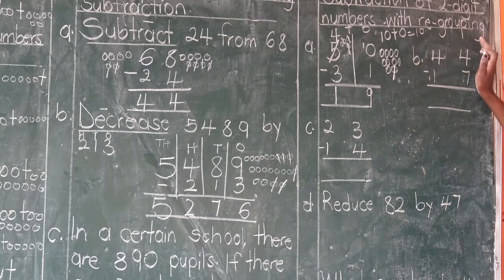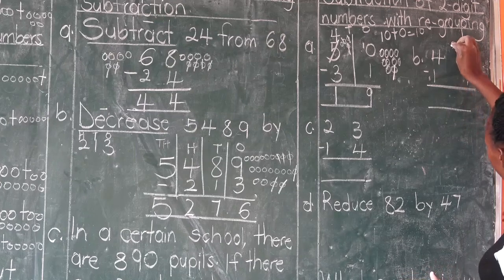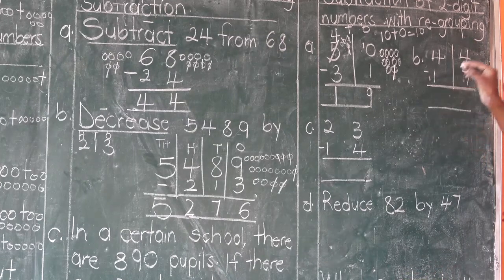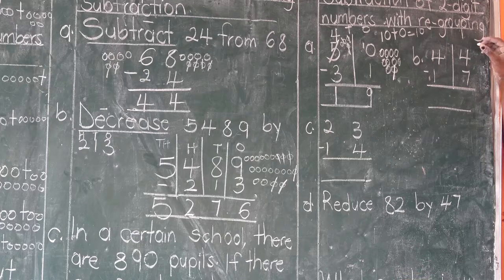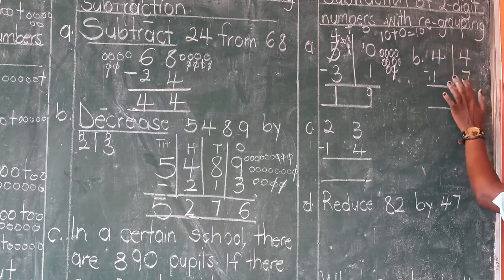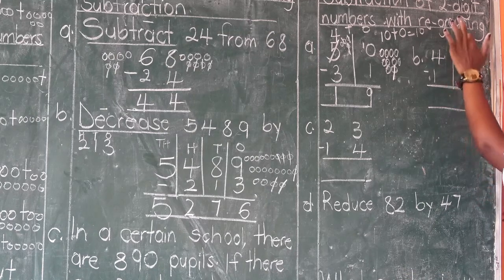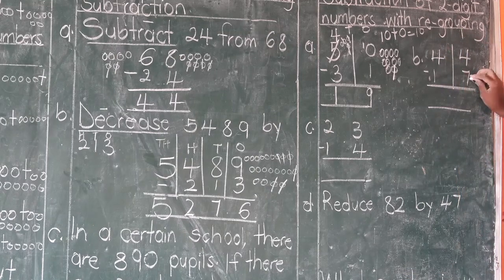Let's also look at this one. We have 44 take away 17. Our line first in the middle. Then under ones we have 4 take away 7. Remember, 4 is smaller than 7, and 7 is bigger than 4. Meaning that 4 take away 7, let's say that it is impossible.